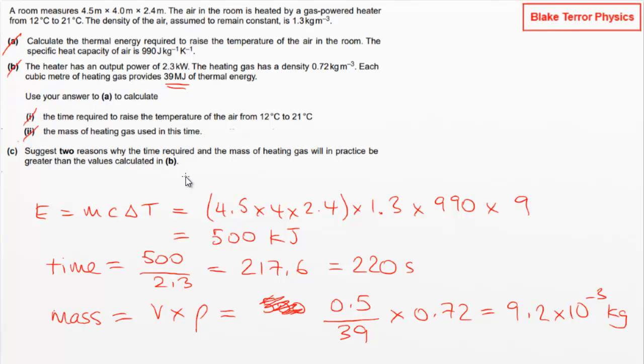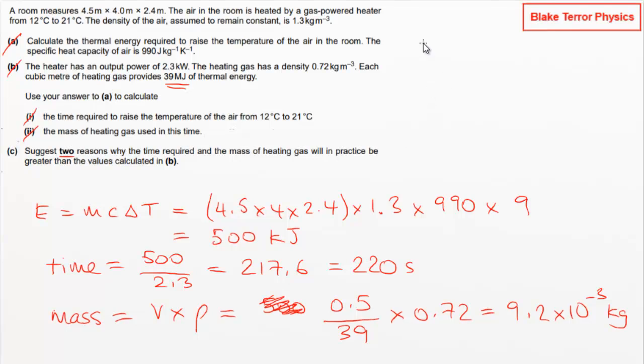Suggest 2 reasons why the time required and the mass of heating gas will in practice be greater than the values calculated in B. Right, they want 2 specific reasons. Now, obviously, everything here is going to be to do with losses and inefficiencies, but you can't just say, oh yeah, there's losses, heat lost to the surroundings. They want you to be specific, particularly as they've asked for 2 reasons here.